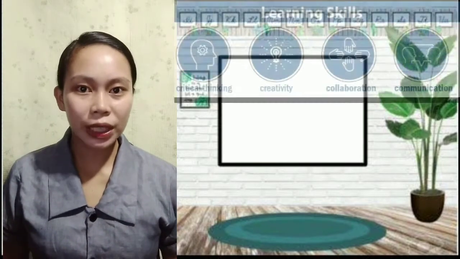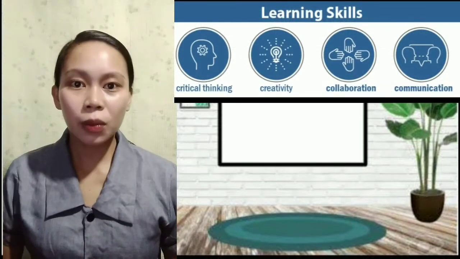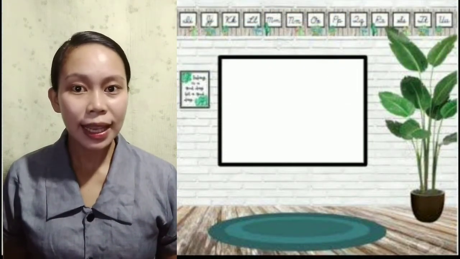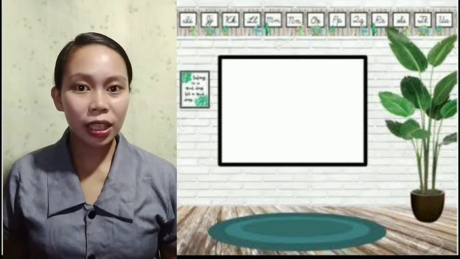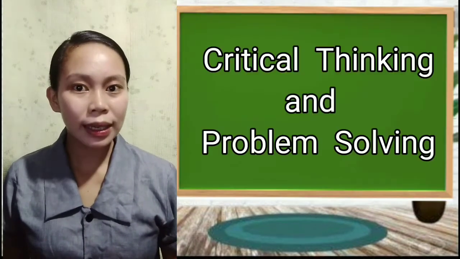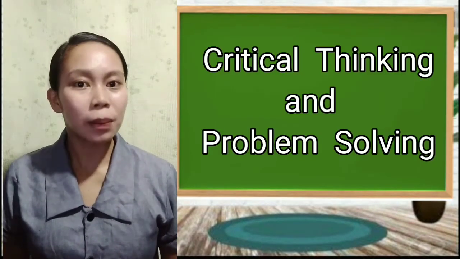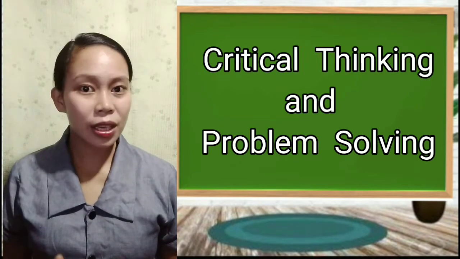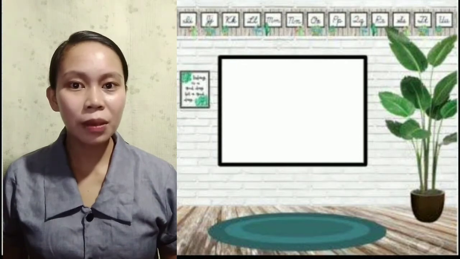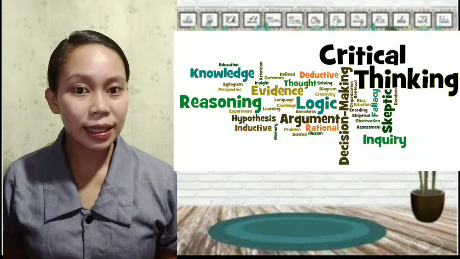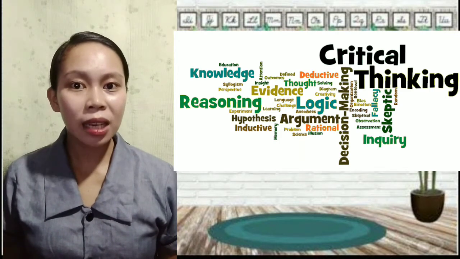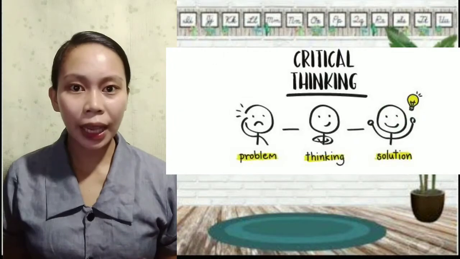A focus on critical thinking, creativity, communication, and collaboration is essential to prepare students for the future. Under the category of learning and innovation skills, the first one is critical thinking and problem solving. What is critical thinking and problem solving? Critical thinking and problem solving means effectively analyzing and evaluating evidence, arguments, claims, and beliefs, and solving different kinds of non-familiar problems.